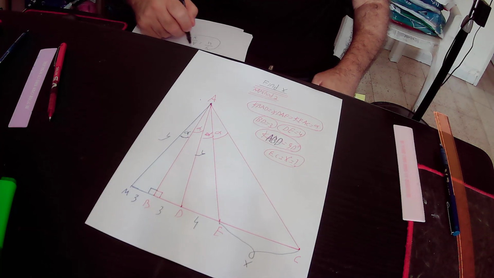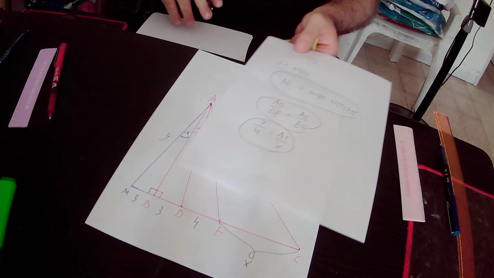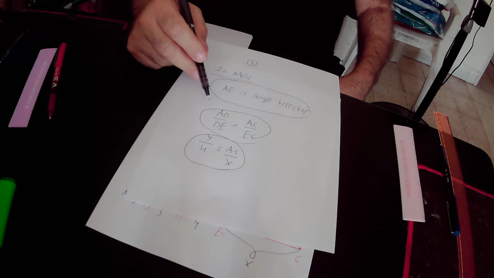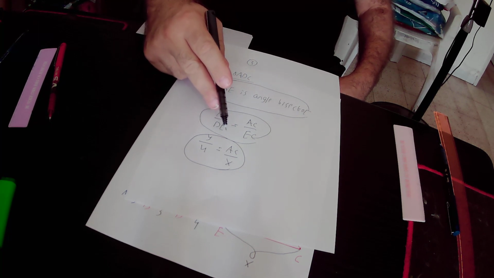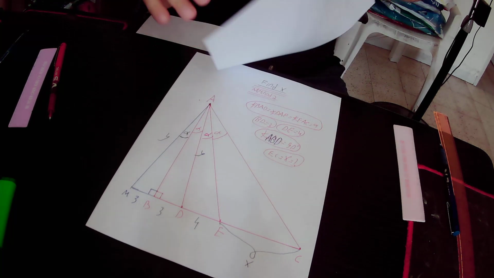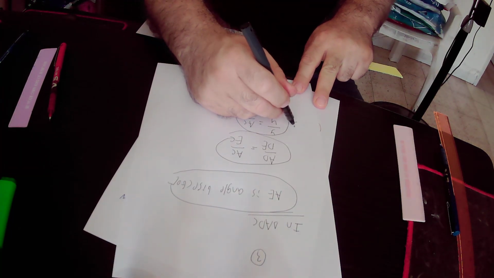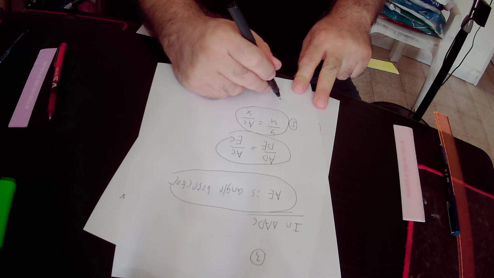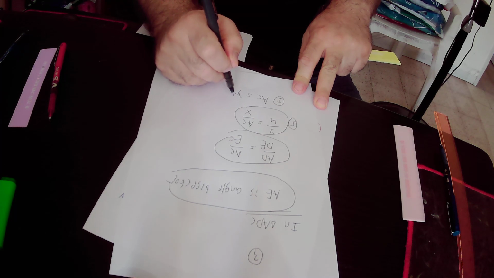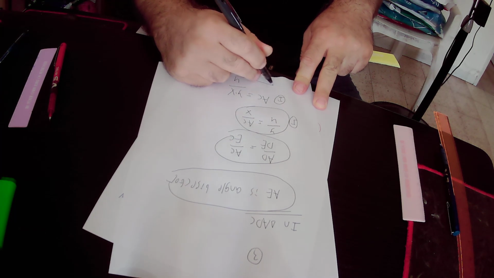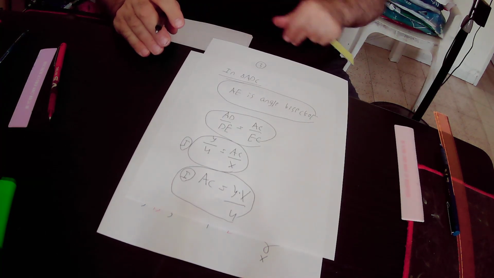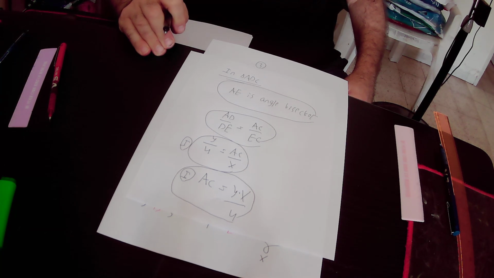So in total, we got that AD equals Y, DE equals 4, and EC equals X. So Y over 4 equals AC over X. We will multiply this equality by X. This will be our first equation. And we will get that AC equals Y times X over 4.